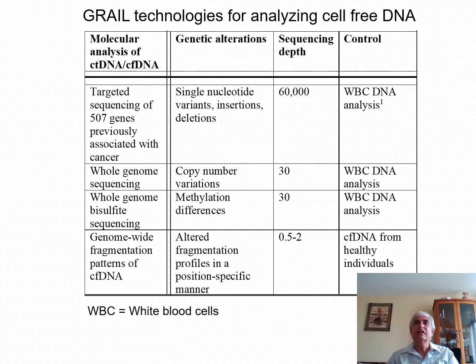The techniques that Grail uses to analyze circulating tumor DNA include targeted sequencing of about 500 genes previously associated with cancer, using whole genome sequencing and copy number variations, whole genome bisulfite sequencing to study methylation status, and also using DNA fragmentation to study the sizes of circulating tumor DNA.